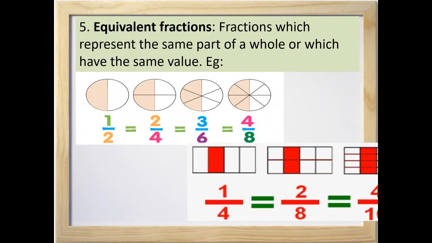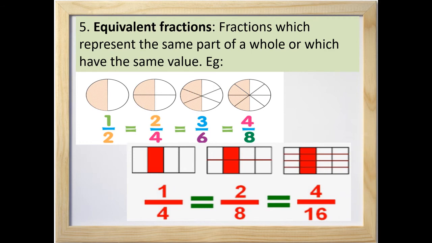Let us take another example. Here you can see this part is represented by 1 by 4. This figure is representing 2 by 8, and this figure is representing 4 by 16. So 1 by 4 is equal to 2 by 8 is equal to 4 by 16. Such type of fractions are called equivalent fractions. Understood, children?